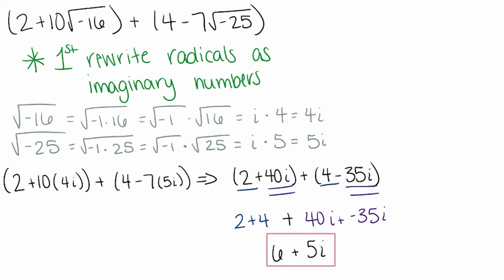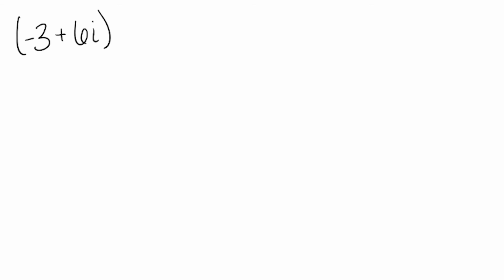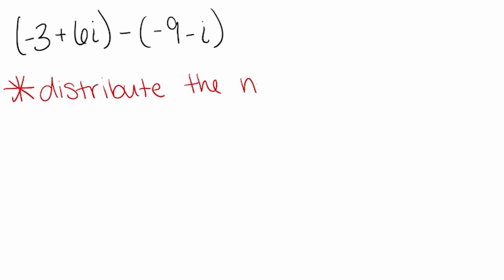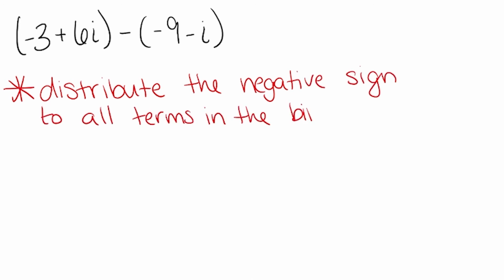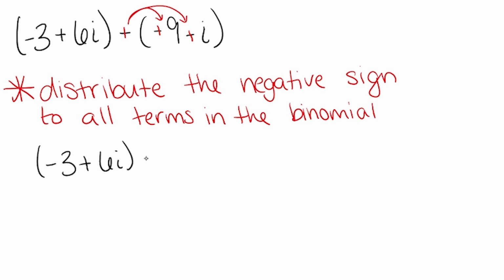Now let's look at some examples of subtracting complex numbers. When we subtract our complex numbers, the first thing we want to do is distribute the negative sign to the terms in our binomial and change all of our signs to the right of our minus, including that minus, to a plus. So we'll distribute our negative to negative 9, a negative to negative i. Changing all of our signs gives us the new expression of negative 3 plus 6i plus 9 plus i.